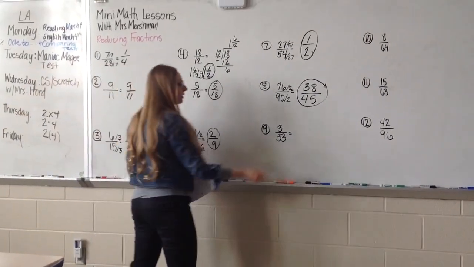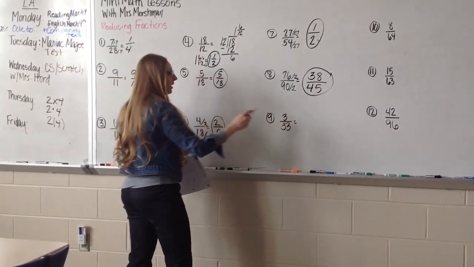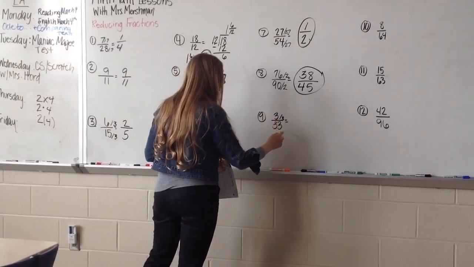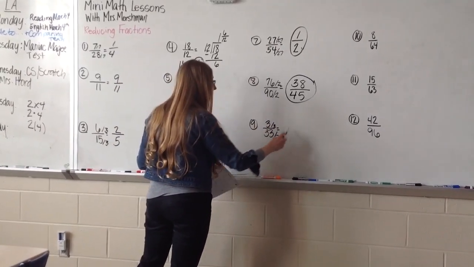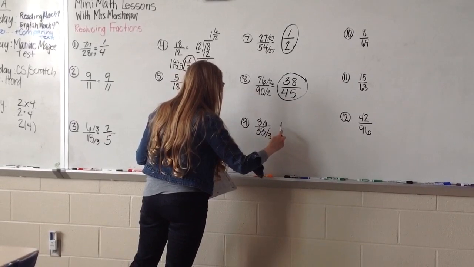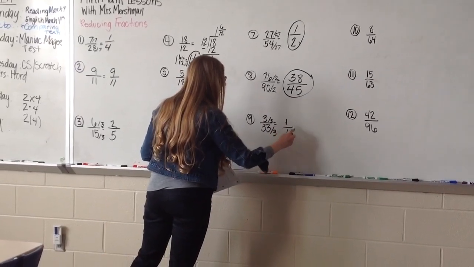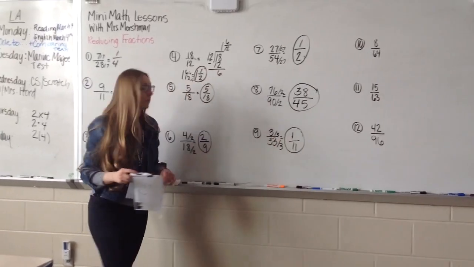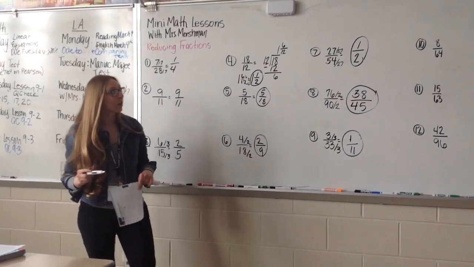On 9, I have 3/33. What goes into 3 and what goes into 33? I know 3 can be divided by itself, and 33 can be divided by 3. I get 1/11. That's the simplified answer.